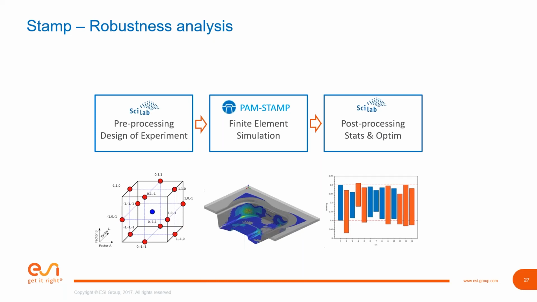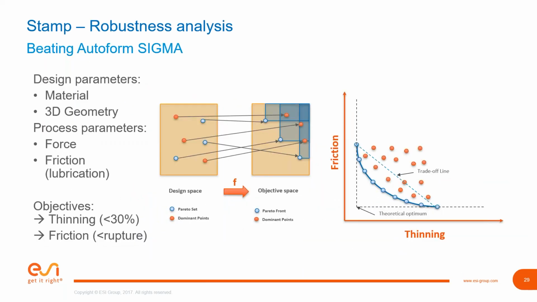And so what we do is look at the influence of different parameters in terms of sensitivity: the speed of the punching force, the friction. Those are the different process parameters that you want to optimize: the force, the friction, and you want to look at the thinning, because beyond a certain level, thinning is just rupture. Your piece is just going to break.